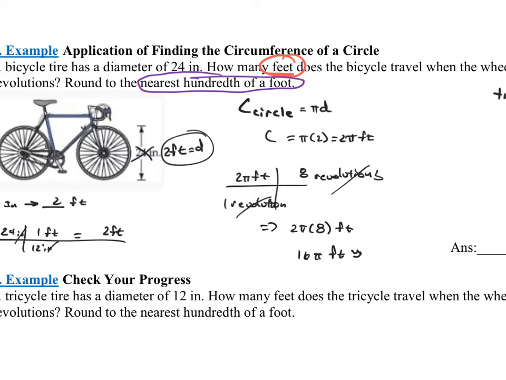So what am I going to do? I'm going to put in 16 pi into my calculator. If I hit enter, it just gives me 16 pi. Again, hit that double arrow button and it's going to give you the decimal approximation. I'm getting approximately 50.27 if I round properly. 50.27 feet.